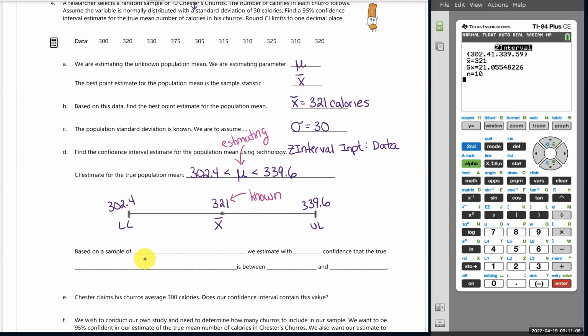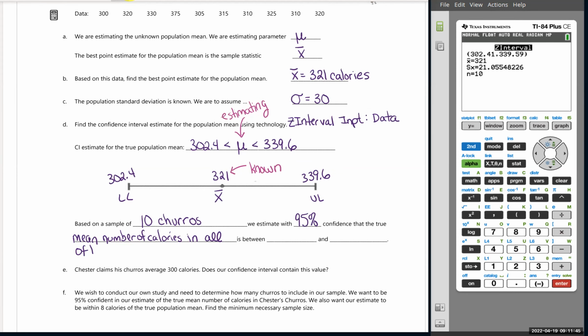All right, so let's do a little sentence summary here. So based on a sample of 10 churros, we estimate with 95% confidence that the true mean number of calories, and I'm going to add some in "all" again. So it's always good to remember this is what we think is true for all of them. So the mean number of calories in all of his churros is between 302.4, lower limit, and 339.6.